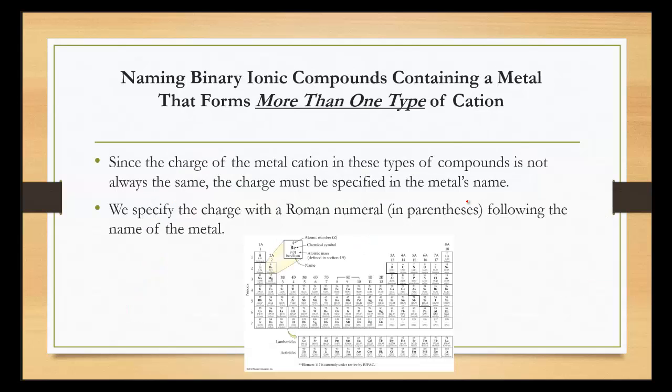So what happens if it does form more than one charge? Since the charge of a metal cation in these is not always the same, the charge must be specified in the metal's name. We specify the charge with a Roman numeral in parentheses following the name of that metal.